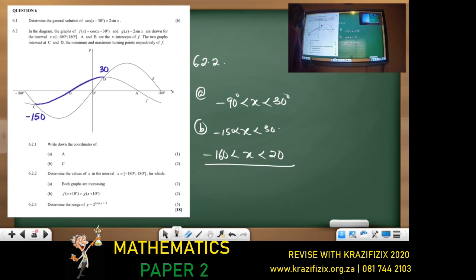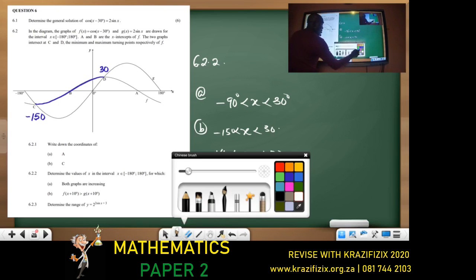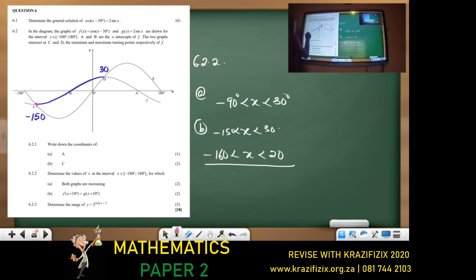I am shifting to the left. I hope it makes sense. Let's go back to the graph. If I move from here and move 10 units, then I'll move to negative 160. If I move 10 units to the left here, then I'll be going to 20. So it is between negative 160 and 20. That's how it works.